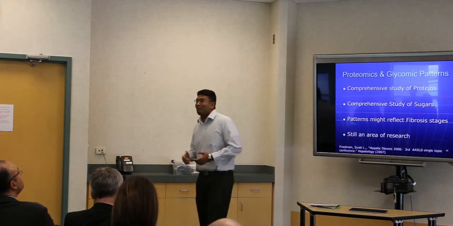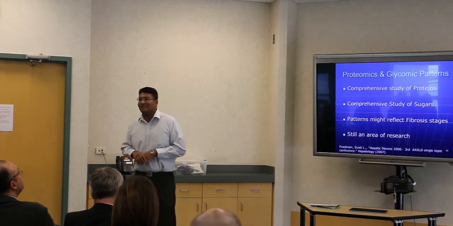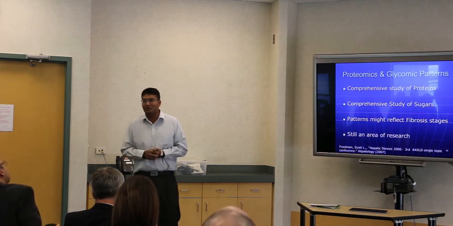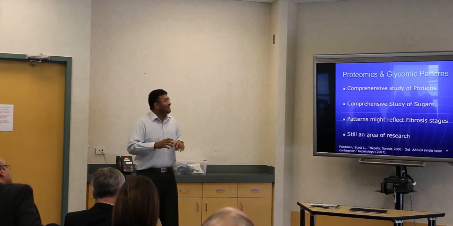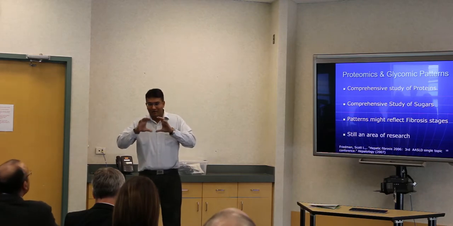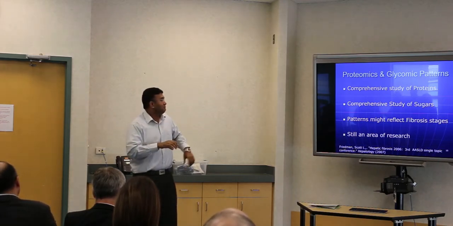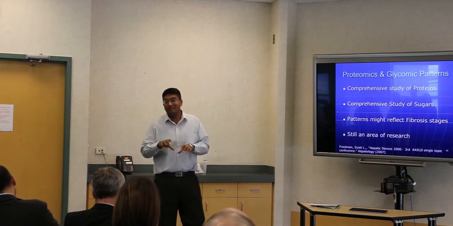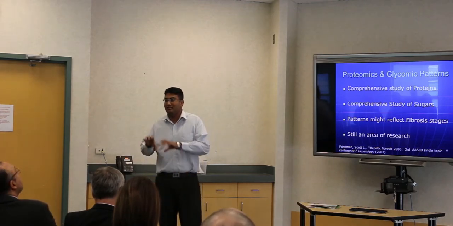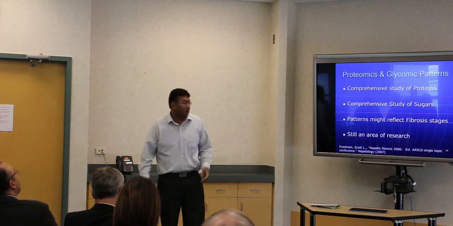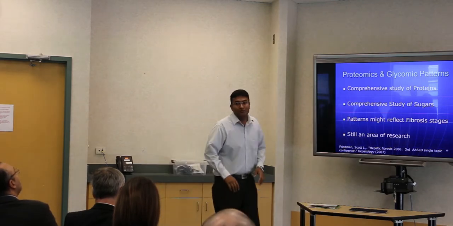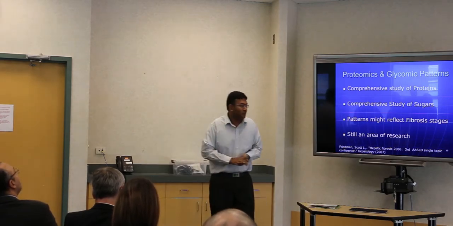Proteomics is the study of the pattern of proteins in your blood, and glycomics is the study of the pattern of sugars in your blood. So it looks at the ratio of the pattern of proteins and the ratio of the pattern of sugars. This is still an area of research, and they say this might reflect the stage of fibrosis your liver is in. It's being put forth as one of the further ways of assessing liver fibrosis.